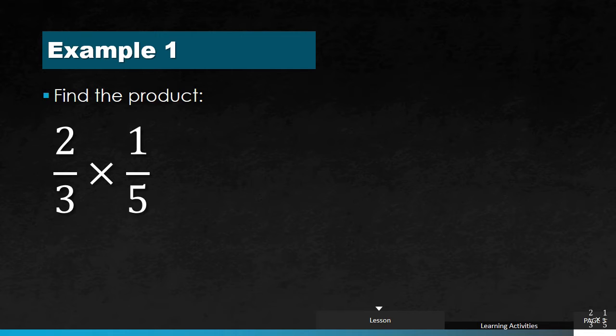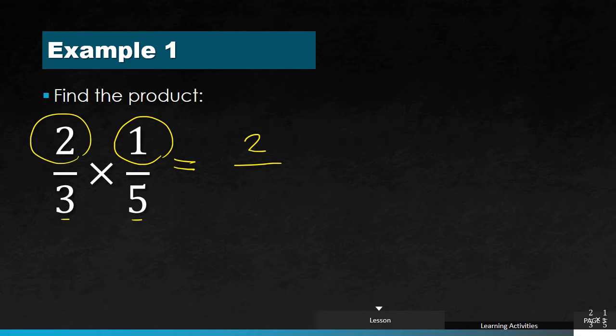So for example here, you only need to multiply 2 and 1. So you have 2 here over, 3 times 5 gives you 15. So 2 over 15 is already considered to be a fraction in its lowest term or simplest form. Therefore, this is your final answer.